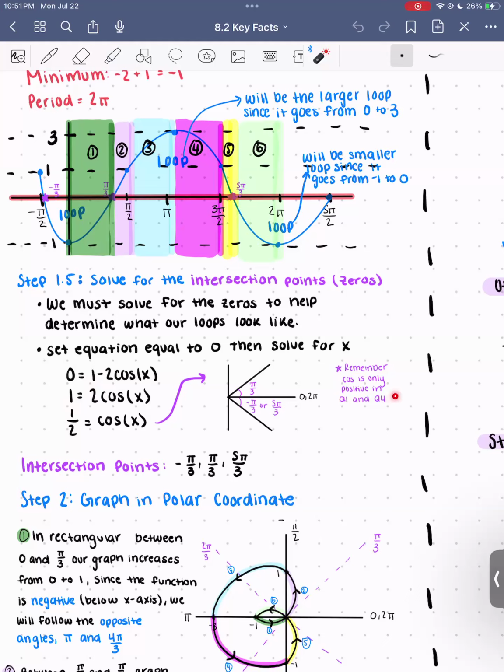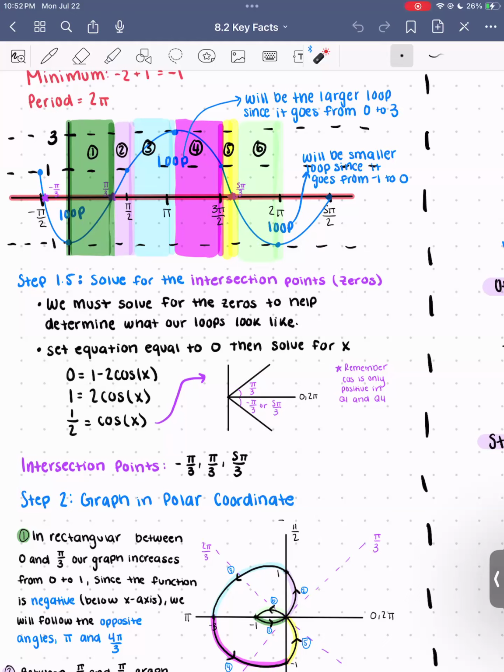So we're just going to solve for cosine of x equals 1/2. We know that cosine is only positive in quadrant 1 and quadrant 4. The angle that solves for that, using our reference angles, is pi over 3. So in quadrant 1, that would be pi over 3, and in quadrant 4, it would be negative pi over 3 or 5 pi over 3. Therefore, those are our intersection points. So our step 2 is to now graph it in polar coordinates.